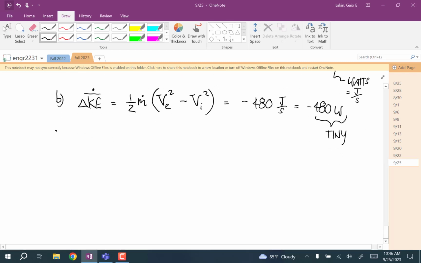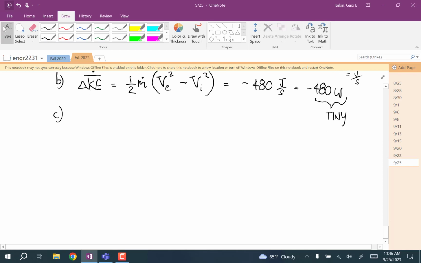Okay, so now for C, we're not going to assume that it's insulated and fast and that there's no heat transfer. We're going to let the heat transfer stay in the equation. But we are going to make an assumption about the power generation. Okay, so we're assuming 1,000 kilowatts of energy output.